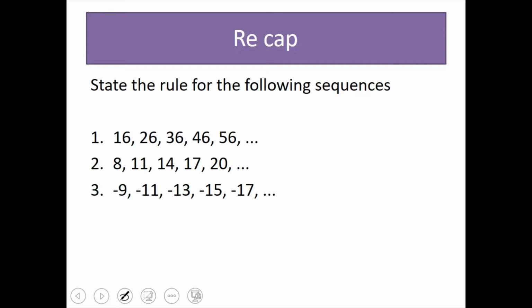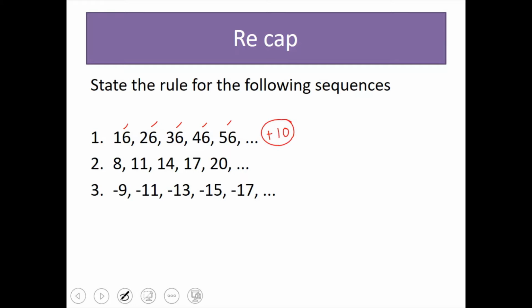For question number 1, it says here, state the rule for the following sequences. So we're just looking at a rule. We've got 16, then 26, 36, 46, 56. Quite comfortably, we can say you add 10 every single time. So that is our rule.